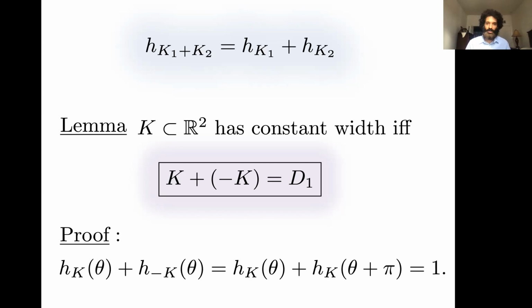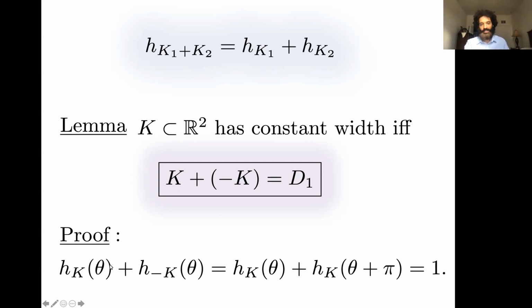I'm doing the Minkowski addition. No, K plus minus K is not 0. You do get a convex set, and the assertion again is that it is equal to the unit disk if and only if the shape has constant width.